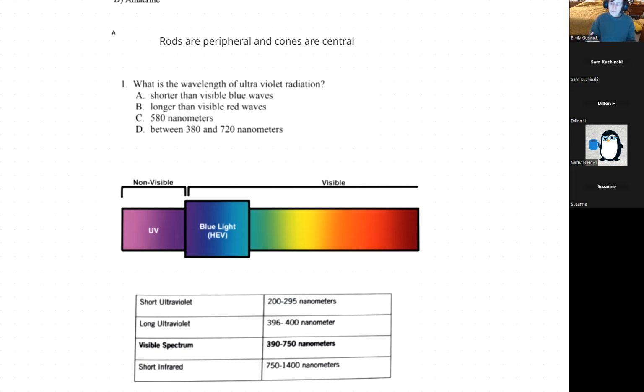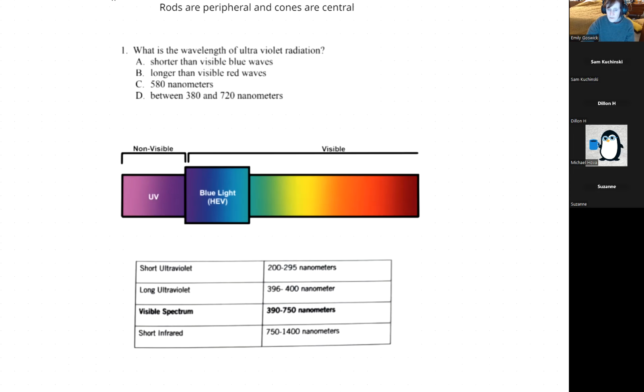Okay. So you want to memorize where UV starts and where UV ends. Think UV 200 to about 400, visible spectrum 400 to 750. Those two categories are the parts you really want to memorize. So I'll circle those on here, just two separate number ranges that you want to memorize. Okay.